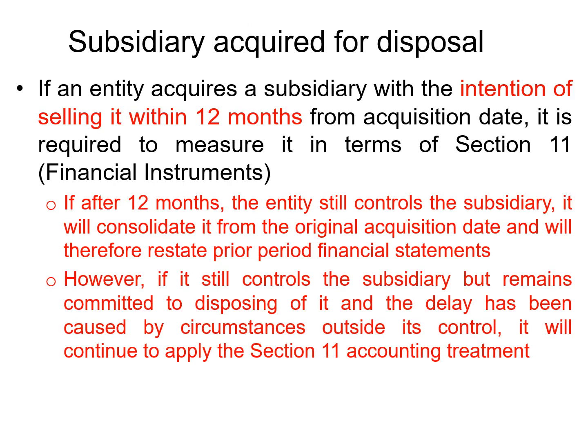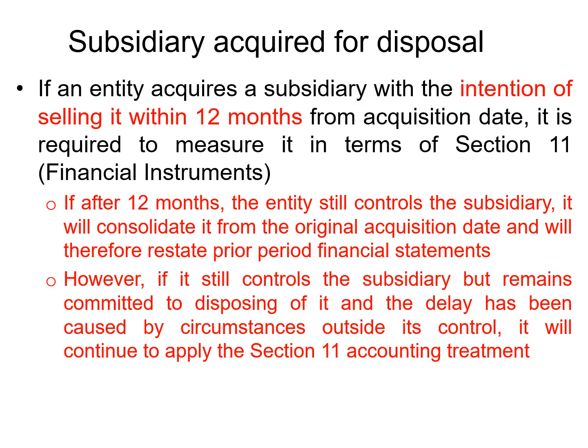So the issues that arise that are addressed in the revised version of the standard are what happens where an entity acquires another entity, but the intention is that it will sell this entity that it has recently acquired within the next 12 months. If that is the case, then section 11 of the standard comes into play. That's the financial instruments section of the standard. And the standard simply requires that the accounting that is applied for that investment in this new subsidiary company be measured in terms of section 11.